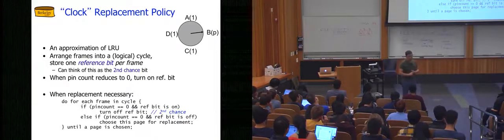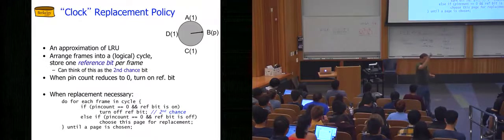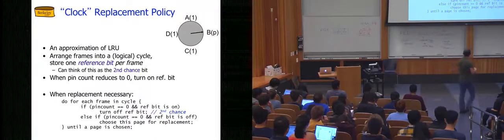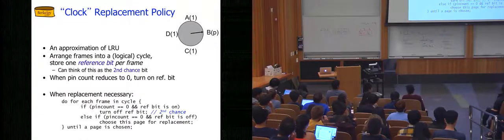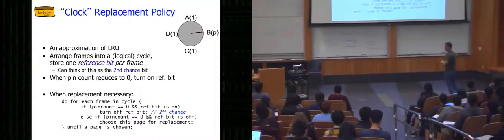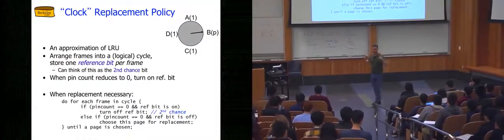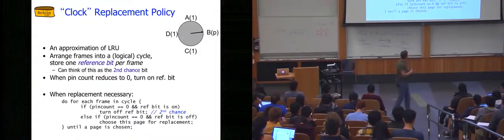And what we're going to do is arrange them into a logical cycle as if they were the numbers on a clock, even though they're letters. And then for each frame, we will store one bit called the reference bit per frame. You can think of this as the second chance bit. It's another way to think about it, okay? And here's how this is going to work.